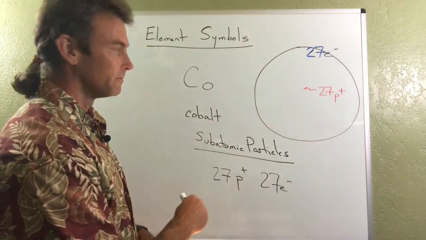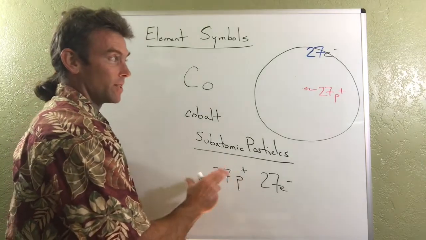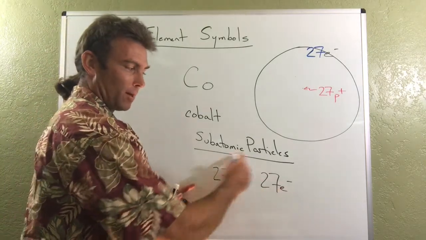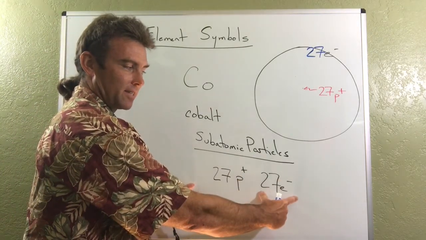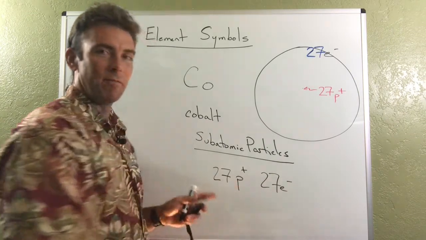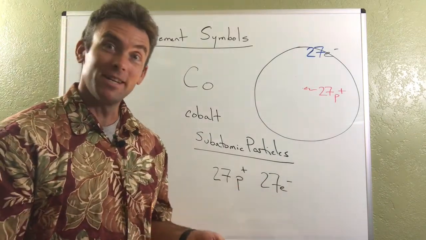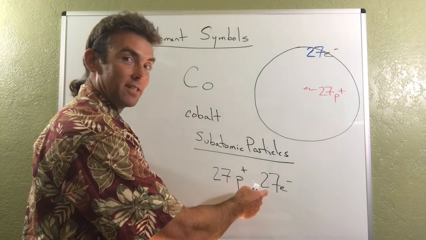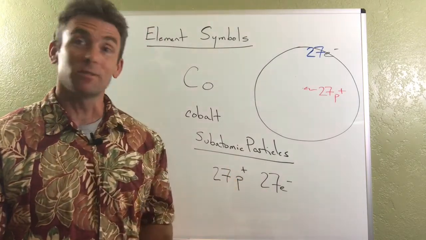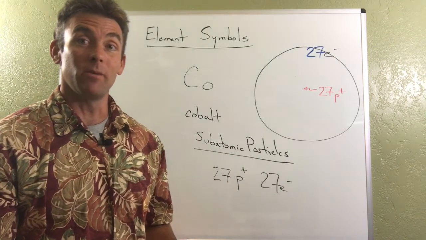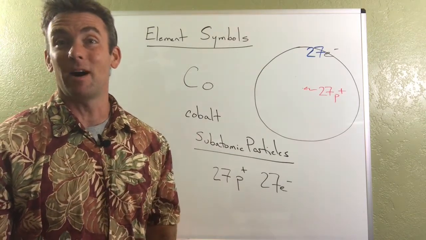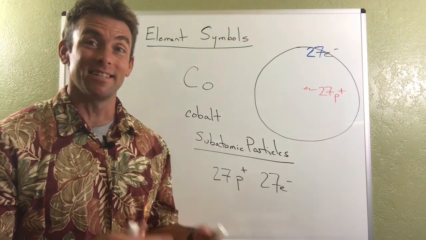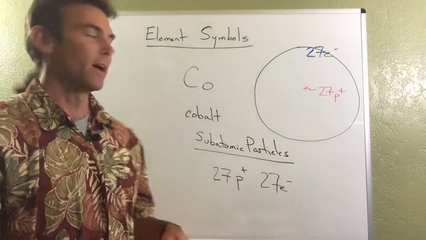Let's understand this. So notice it's uncharged overall because I've got exactly the same number of negative charges as I have positive charges. One thing that'll change next week is once we start taking away or adding electrons, that results in a charge, right? And that's what's called an ion. And we talked a little bit in a previous video about anions and cations. That's where they come from, okay?